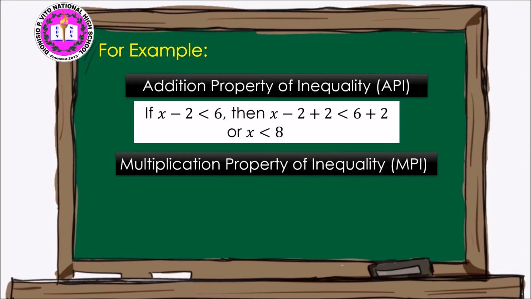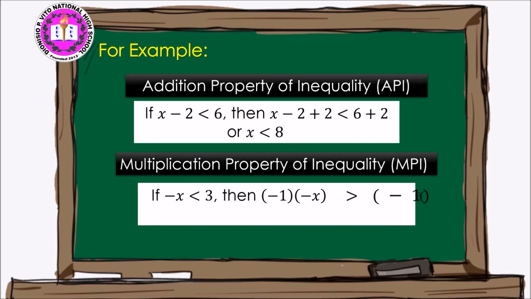Then we have the multiplication property of inequality. If negative x is less than 3, then negative 1 times negative x is greater than negative 1 times 3, or negative 1 times negative x is x, which is greater than negative 1 times 3, which is negative 3.